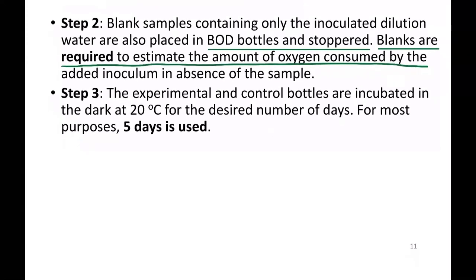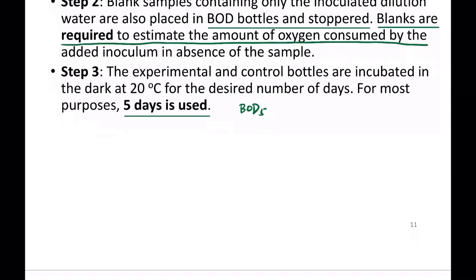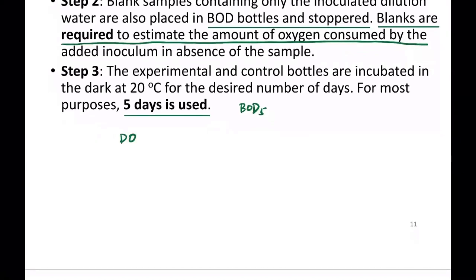And then the third step is just to measure the dissolved oxygen after several days. Normally, we will use 5 days to determine the BOD5. So for a very simple scenario, let's say we measure the dissolved oxygen at day 0, and then measure the dissolved oxygen at day 5, okay? So if the dissolved oxygen at day 0 is 8 milligram per liter, and the DO at day 5 is 4 milligram per liter, all right?